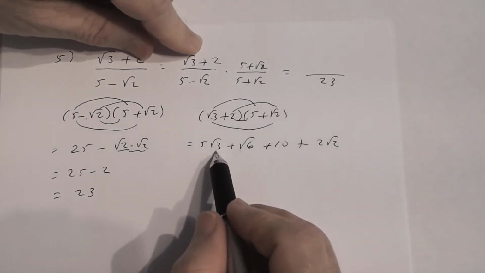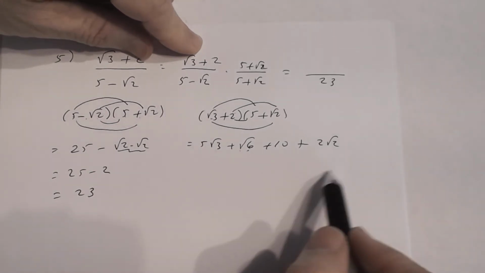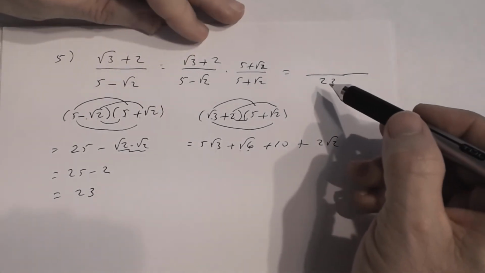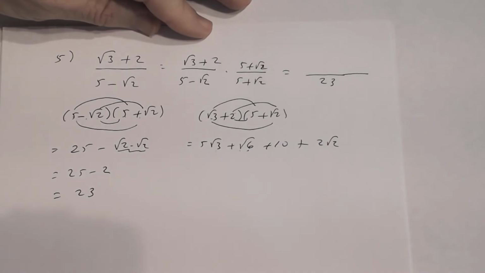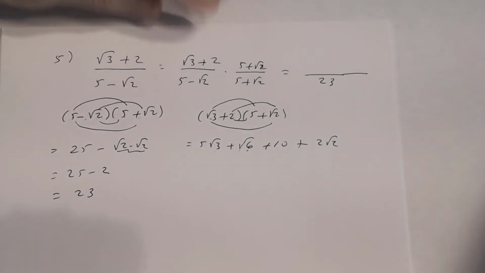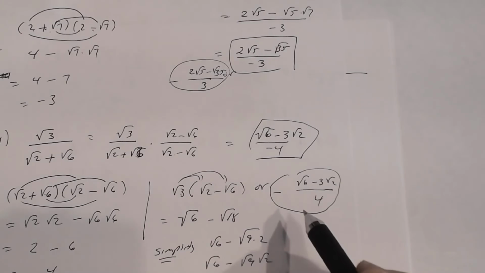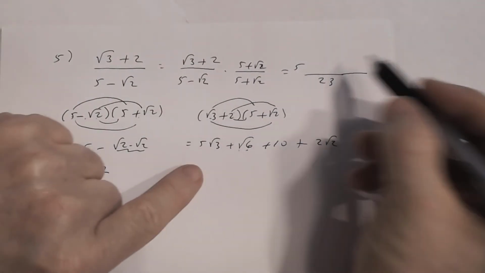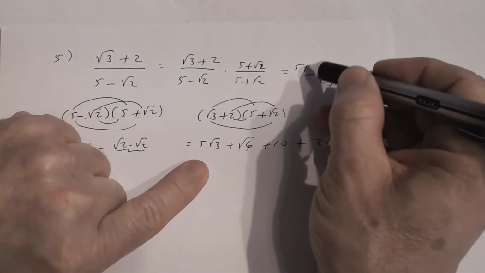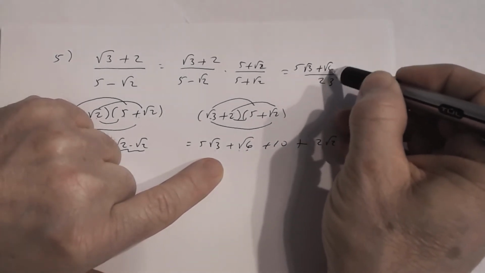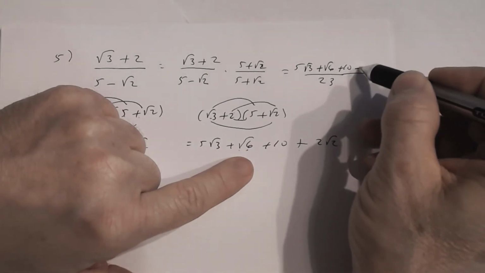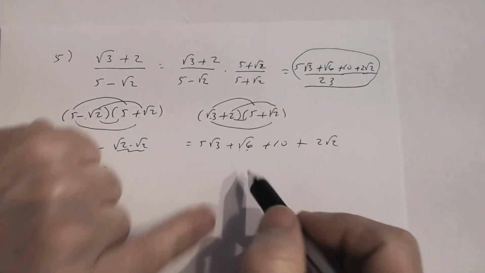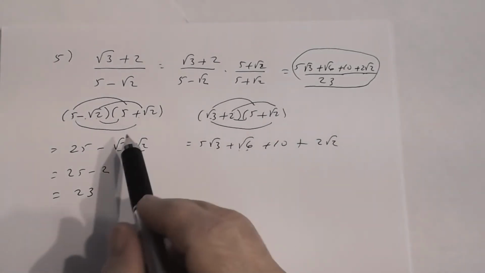Square root of 3, I cannot simplify. Square root of 6, I cannot simplify. Square root of 2, I cannot simplify. There's your answer. That is your numerator. So sometimes your numerator will have 4 terms in it. Sometimes your numerator will have 2 terms in it. Okay? I may not have enough room to write all this, so I'm going to write small. You get 5 square root of 3 plus the square root of 6 plus 10 plus 2 square root of 2. And it doesn't matter in what order you put these terms. Okay? All right, so that's it. So you see how to do this?